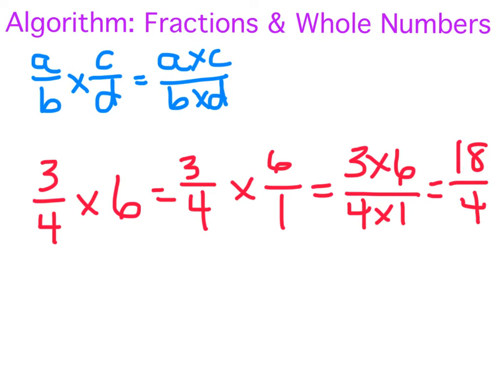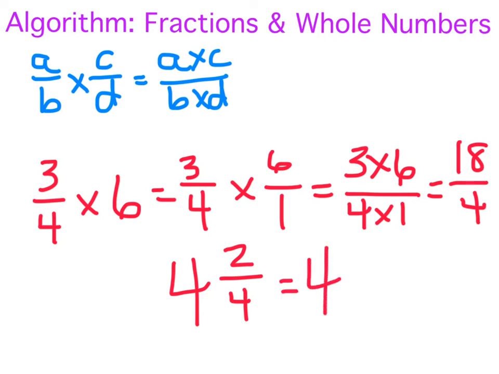Since this is an improper fraction, we should simplify it. 4 goes into 18 4 times, so we're going to write the whole number 4. You have 2 left over, and we're going to use the same denominator of fourths. We can simplify this problem further by dividing 2 and 4 by 2. We will end up with 4 1/2. So our final answer for 3/4 times 6 is 4 1/2.